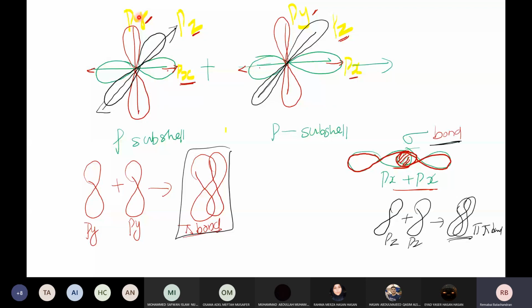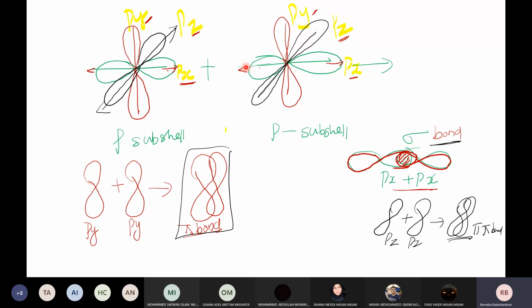Then py, what color did I use? The red one. And pz is the black one. So this is for one atom, and we have another atom having similar px, py, pz. Now what happens is, this px will overlap with px. Did you understand? These two will overlap through the axis. Can you see the axis of the bond? Through the axis, they overlap. So this overlapping is axial overlapping.